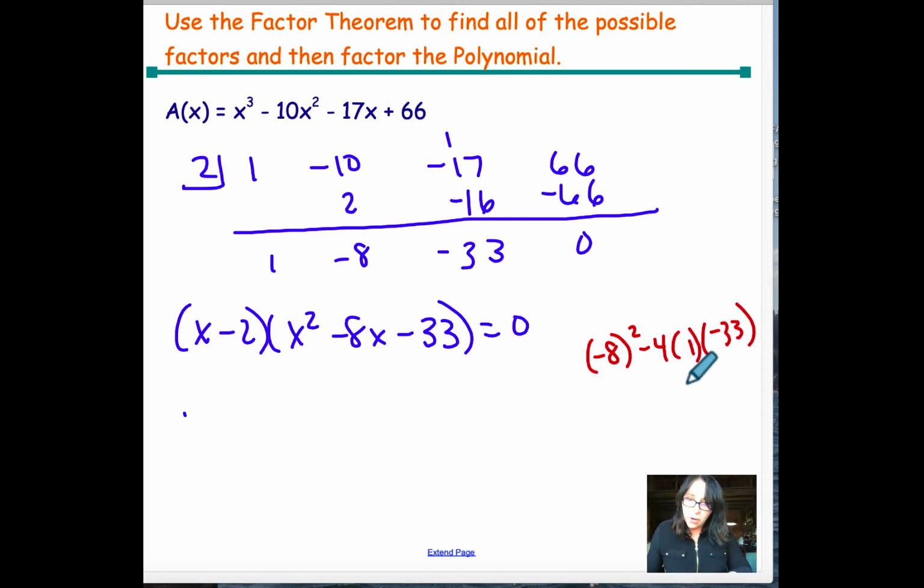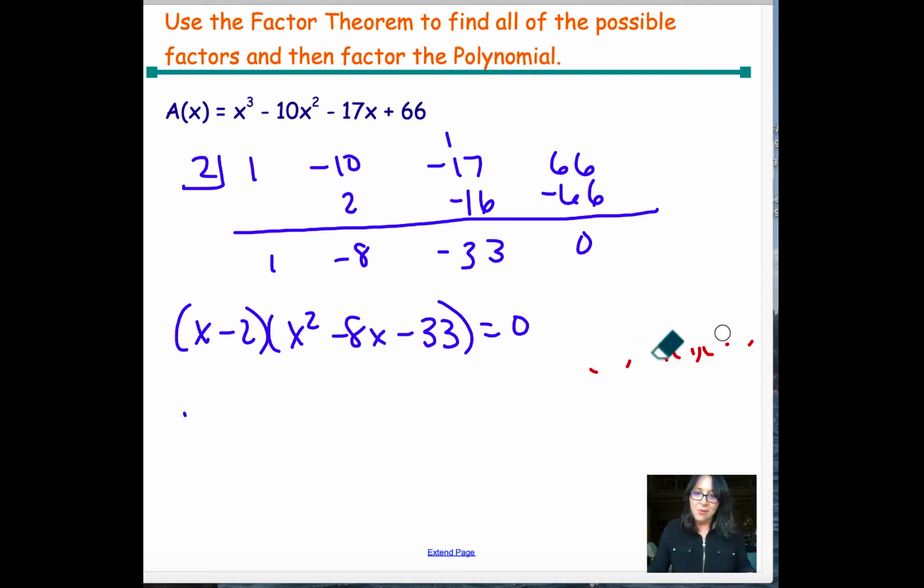So 8 squared, let's just check. So that's 64, plus whatever 4 times 33 is. And I get 196. Oh, that's a perfect square. Square root of 196 is 14. So yeah, it's a perfect square, which means this is factorable.